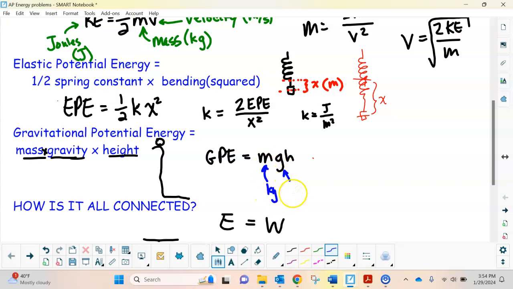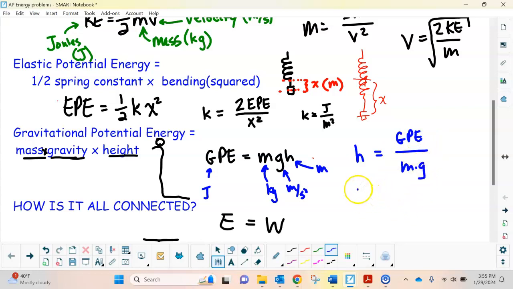Okay, and then gravity, of course, is meters per second squared, and then the height is in meters. So you could also solve for the height if you were given some gravitational potential energy. So height, oh, I'm sorry, I should also say this is in joules. Okay, so if you're looking for the height, then it's going to be the GPE divided by the mass times gravity.